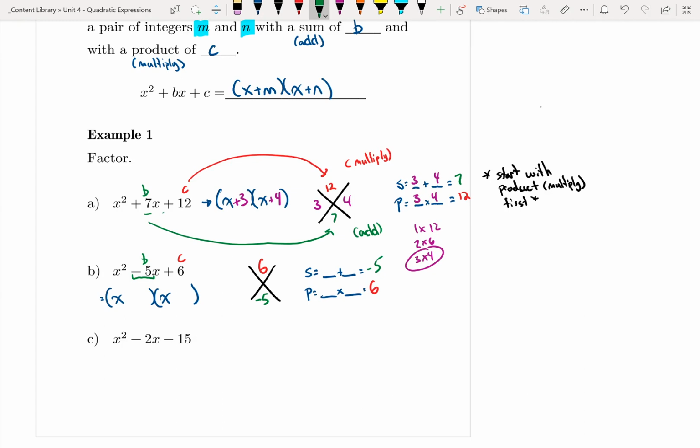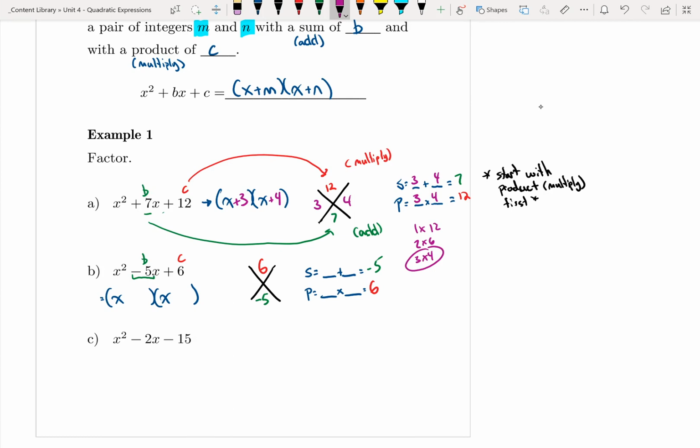Again, start with the numbers that multiply to 6. So the one thing we want to watch out for here, because they have to add to a negative, but they're multiplying to a positive, there's a good chance that your two numbers are going to be both negative. Because again, the only way you can get a positive number when multiplying is by having two negatives or two positives, but the only way to get a negative number by adding out of those two scenarios would have to be adding two negative numbers.